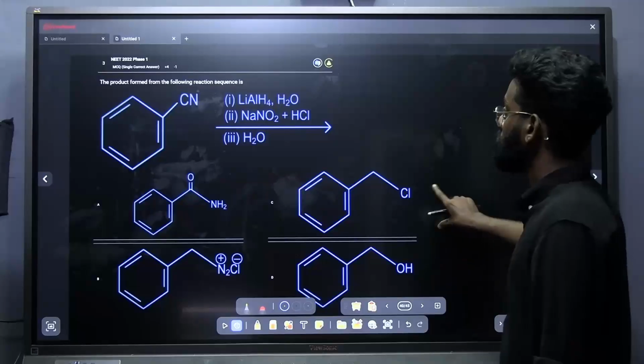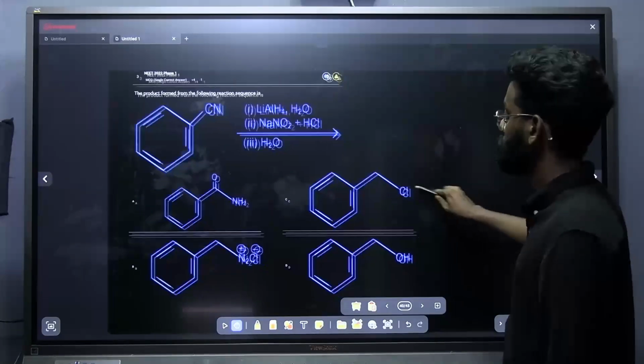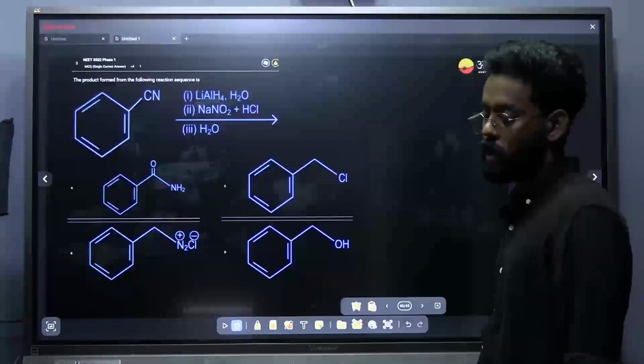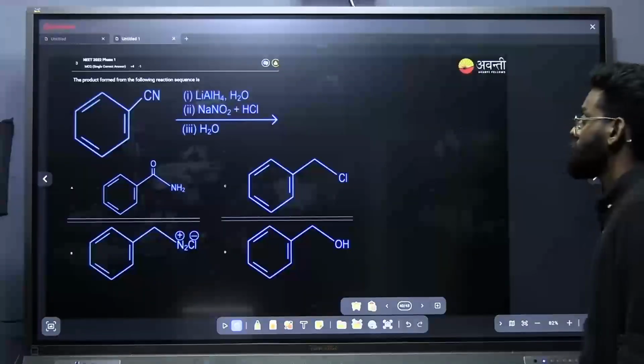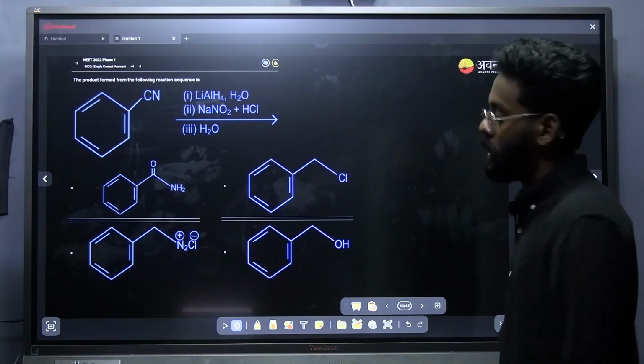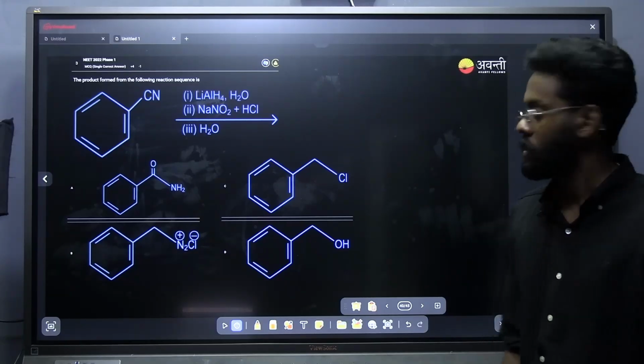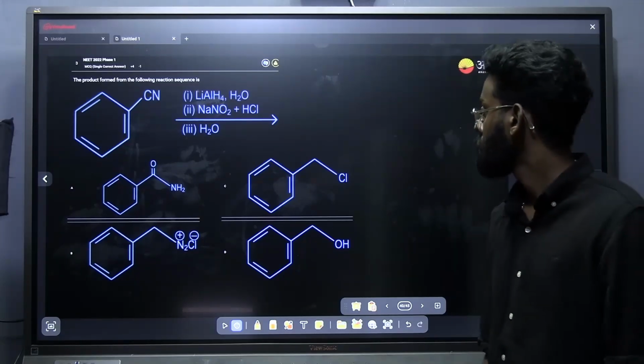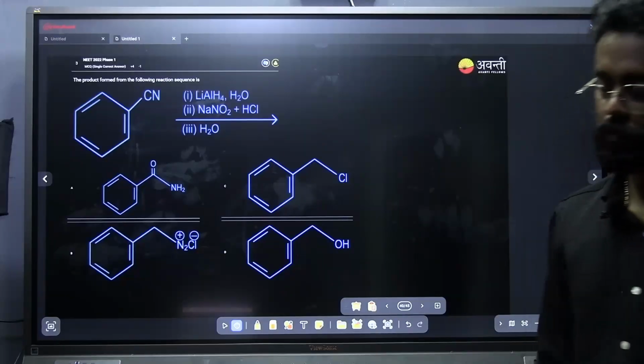Another question for you. Do it. Nitrile group on treating with lithium aluminum hydride, then NaNO2 plus HCl, and then on treating with water, what is the product you are getting? Find out the product, everyone.